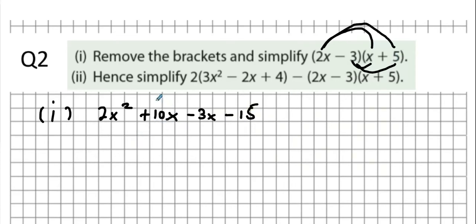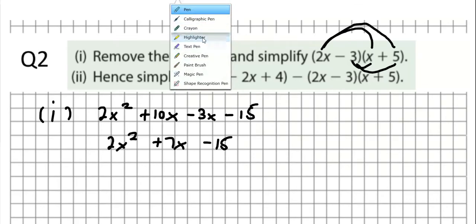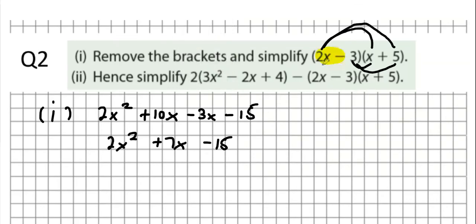There's 3 different terms here. There's x squared, there's x's and the regular numbers. So 2x squared stays the same. 10x take away 3x is 7x. And that's minus 15. Okay. Now the answer for part 1, which I will highlight in yellow. This answer here is actually the same as this part here in part 2.